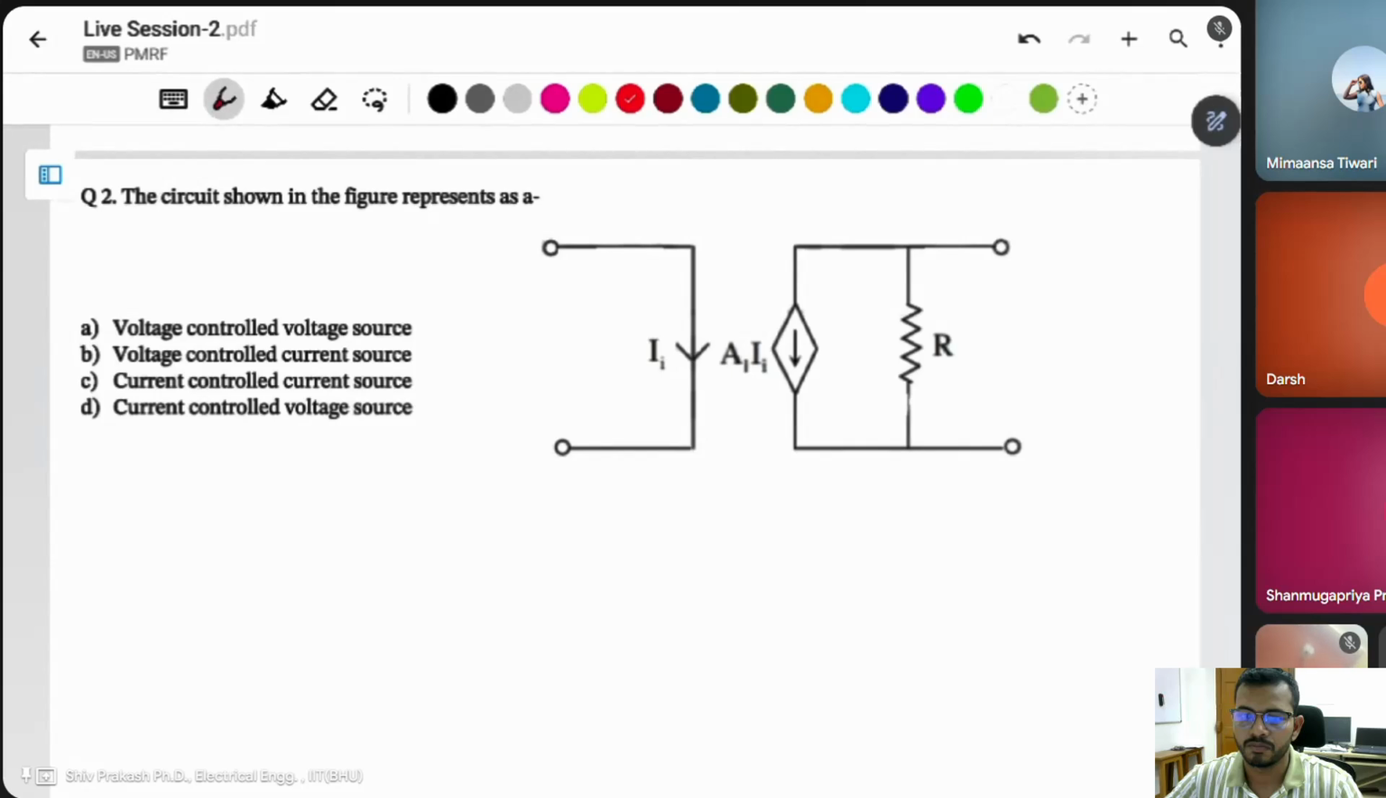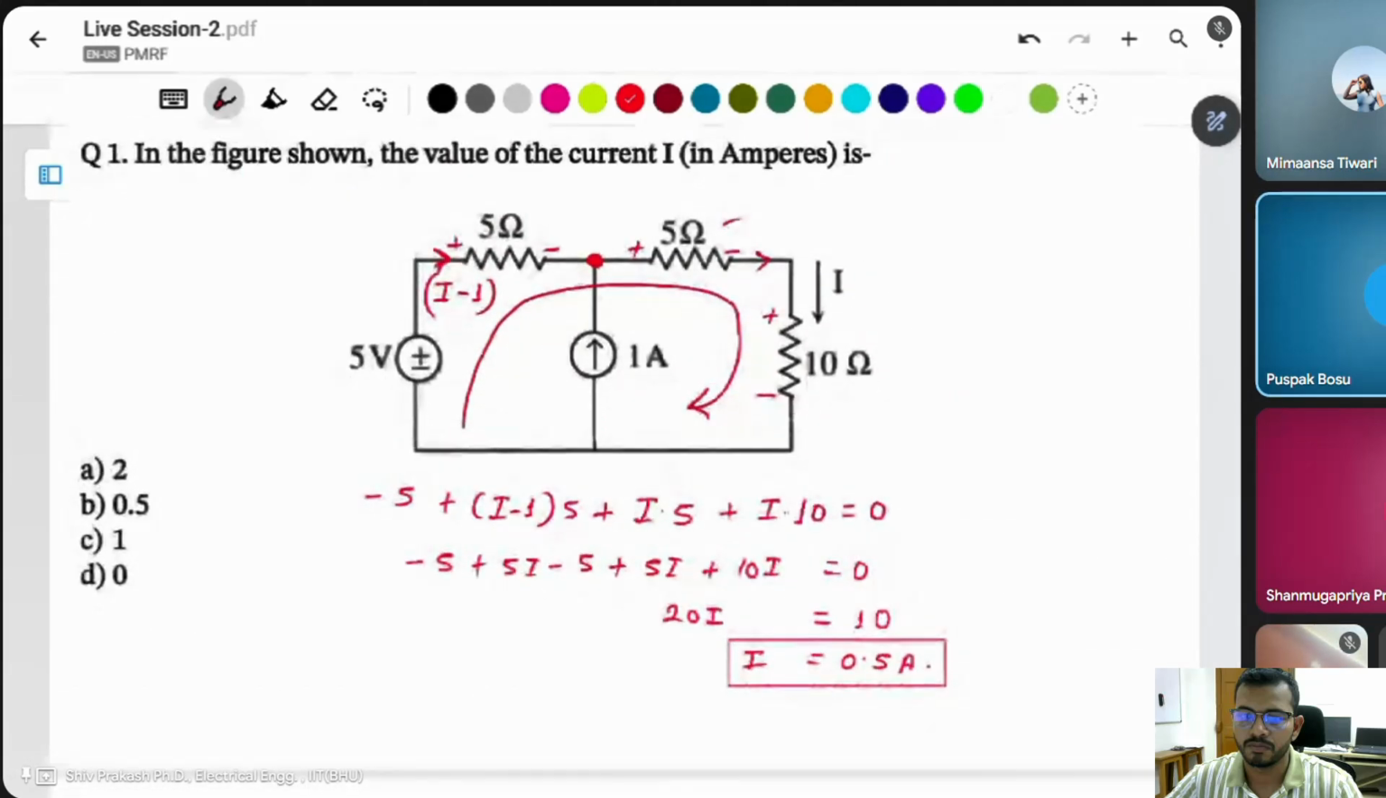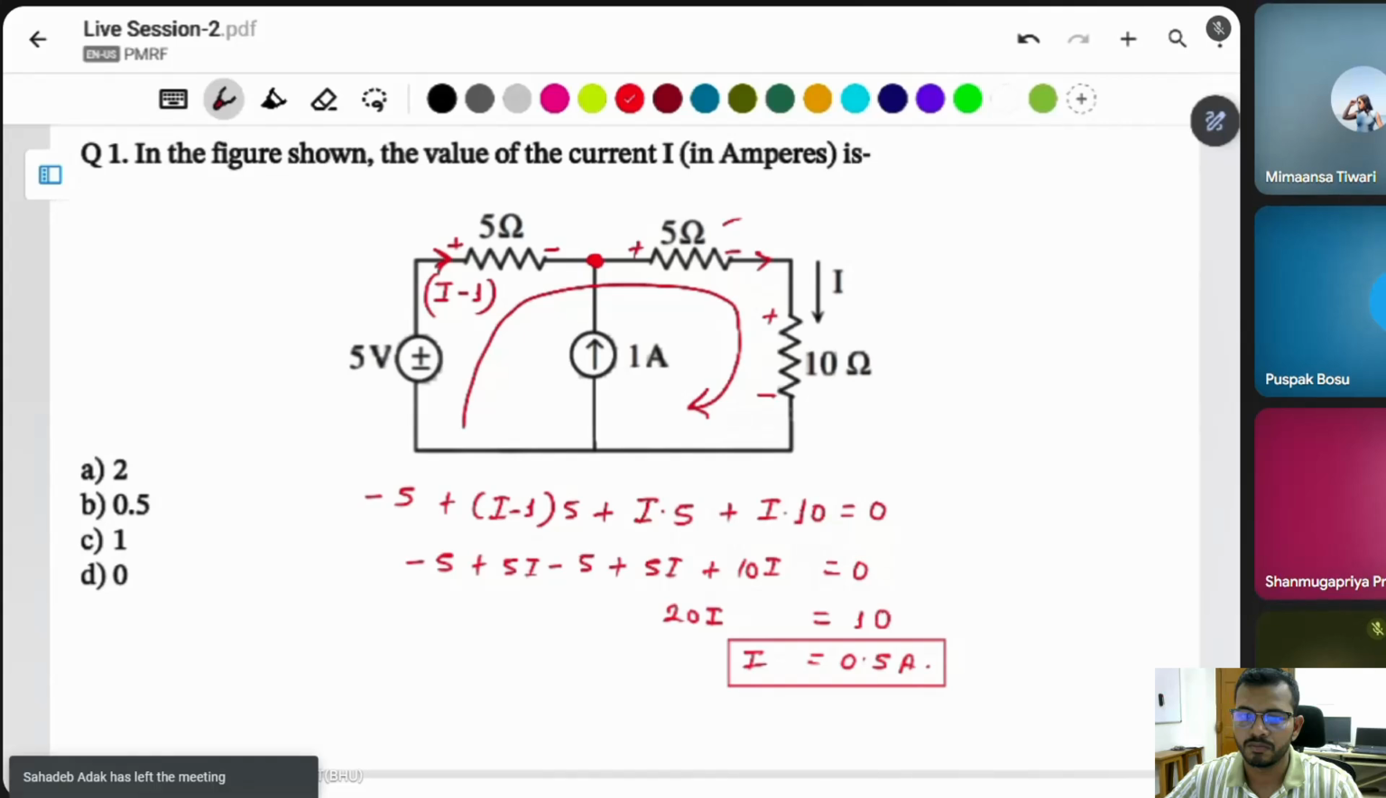The circuit shown in the figure, what type of source is this? Is it a voltage controlled voltage source, voltage controlled current source, current controlled current source, or current controlled voltage source? How can you define these? Can you repeat the last question, sir? Yes, yes, sir. Yeah, this one.